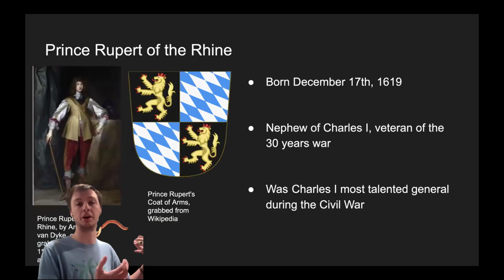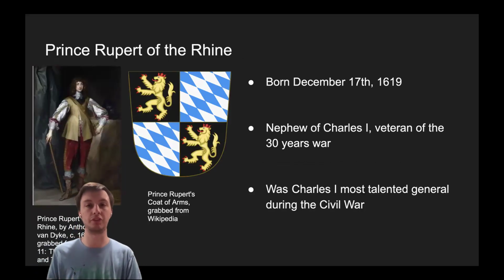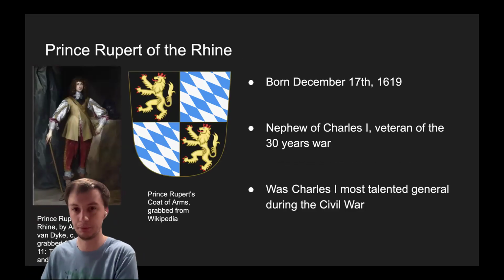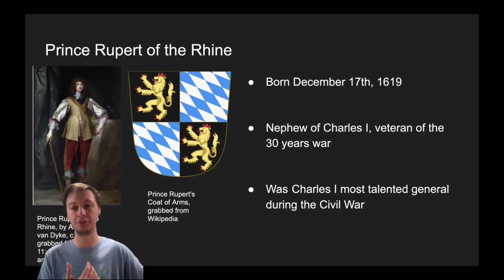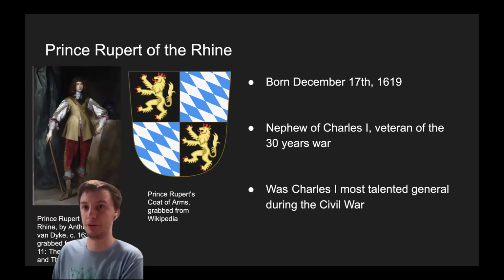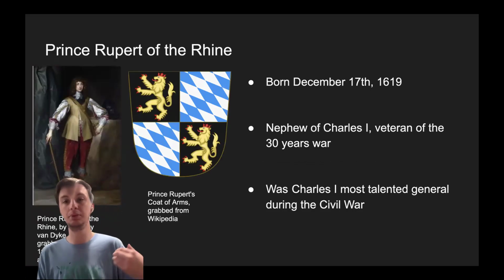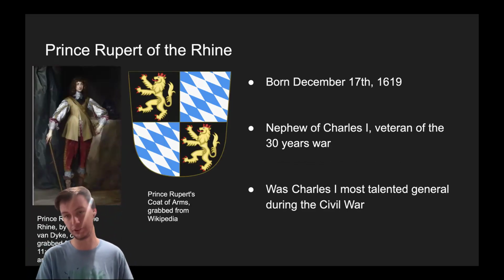Now, a prominent player on the Royalist Cavalier side would be Prince Rupert of the Rhine, who was born December 17th, 1619, in Prague, Bohemia, or modern-day Czech Republic. He was the son of Frederick V, who was Elector Palatine and would, for a brief period, be Frederick I, King of Bohemia. And he was actually the nephew of Charles I, because his mother was the sister of Charles.